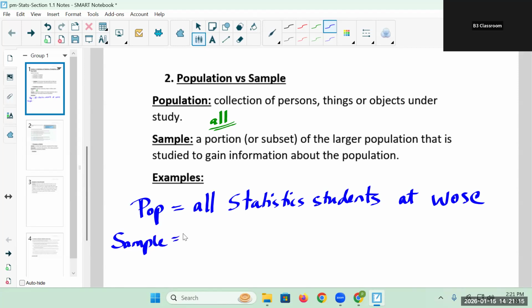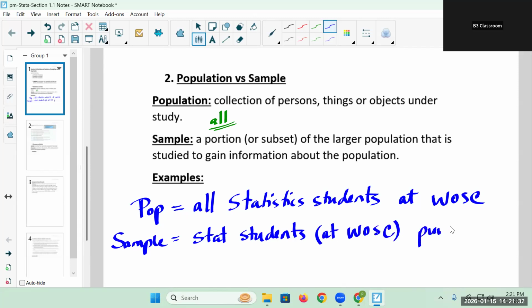would be stat students pursuing, of course, at WSC, let me put that there, at WSC, pursuing a business degree.